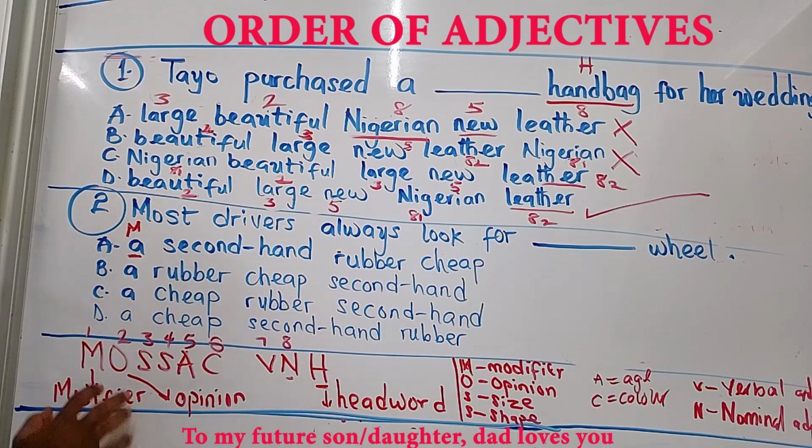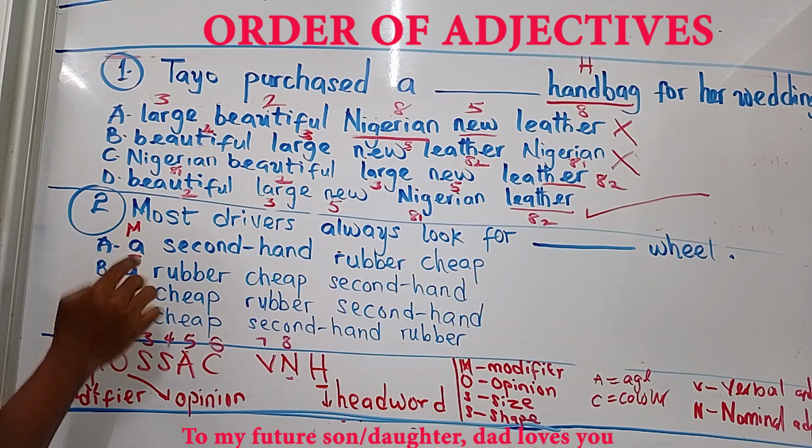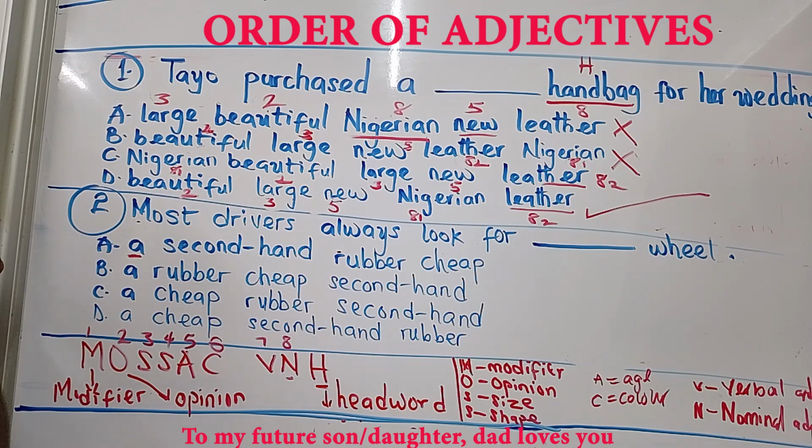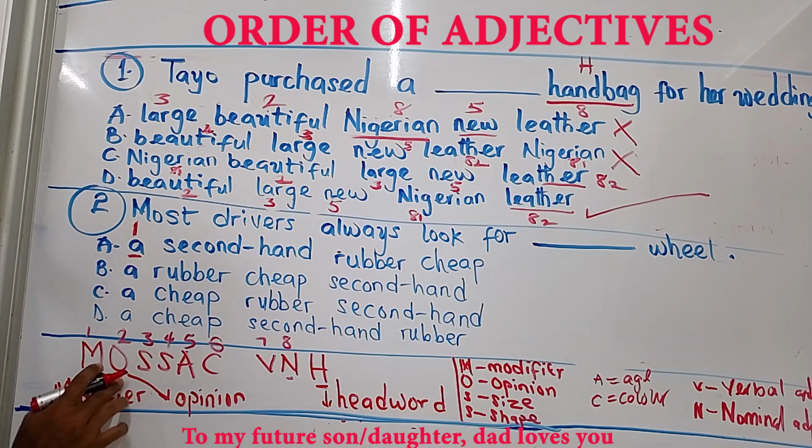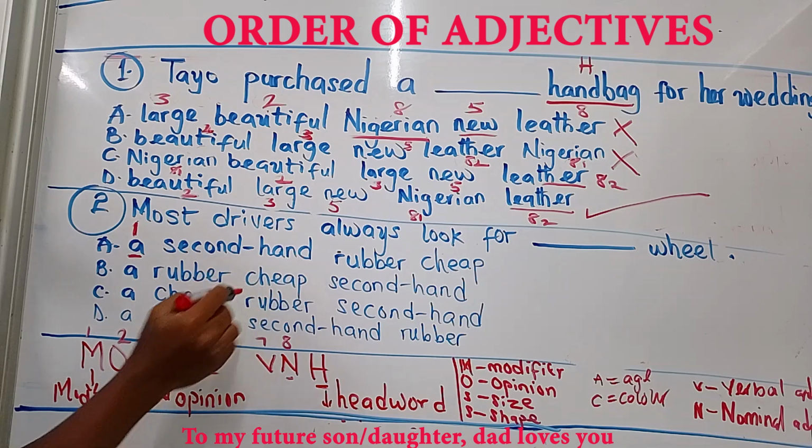So those are examples of modifier. A is the M, right? Modifier is A. So A is number 1, right? M, modifier 1.